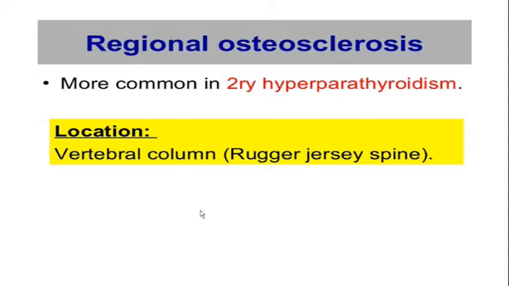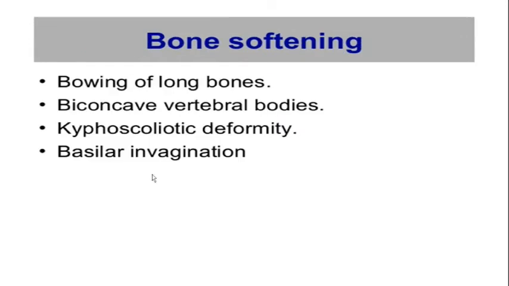There will be sclerosis on the intervertebral sides, and there will be bone softening, especially leading to bowing of the long bones and biconcave vertebral bodies. There can be something like what happens in rickets. It can be a genu valgum or genu varum deformity, or there can be a kyphoscoliotic deformity of the spine.